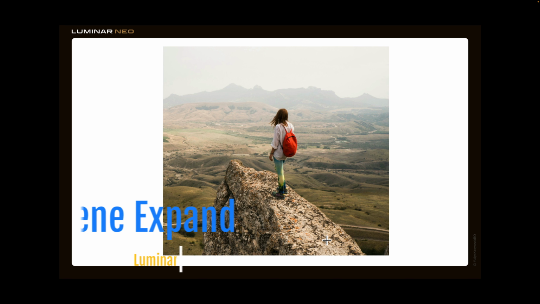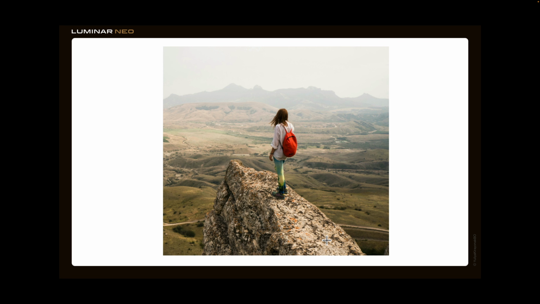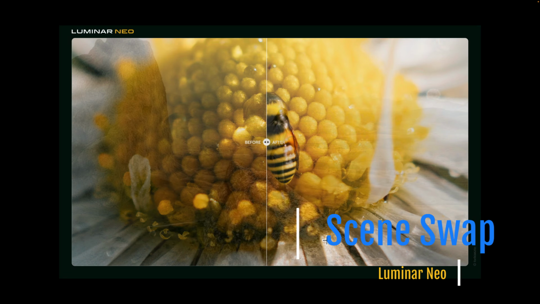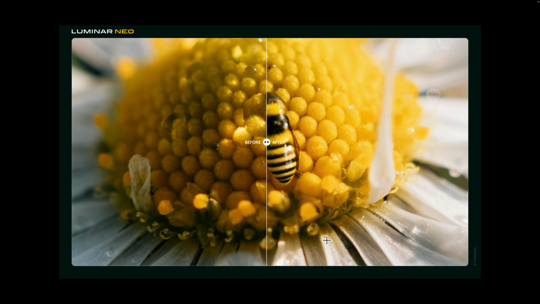The next one is scene expand. You can see we have this square image of a hiker. She's on stone, and you're able then to expand it so that you have the entire scene kind of interpolated. So that's a new feature, and that of course is in the beta version of Photoshop as well. They have something called scene swap, where you could actually add things to a scene. Here you could see that they added a bee to the flower, so that's a new feature.